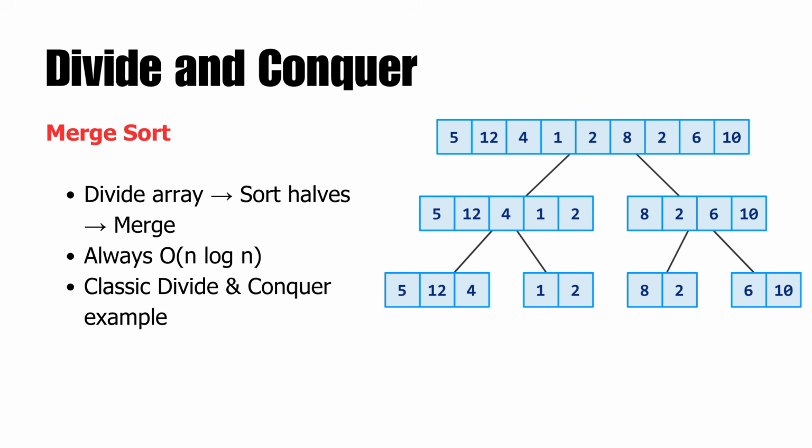Merge sort perfectly exemplifies divide and conquer. Step 1, divide. Split the array into two halves repeatedly until each subarray contains one element. Step 2, conquer. Sort each half, trivial for single elements, and combine. Step 3, merge the sorted halves into a fully sorted array. This approach achieves O of n log n time complexity and maintains stability.